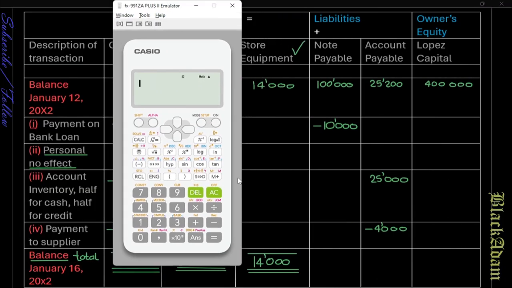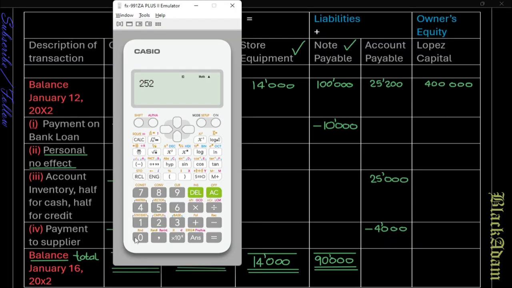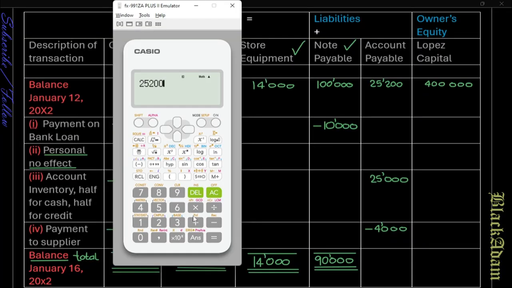And then let's go to liabilities. So for liabilities, we have 100,000 minus 10,000. That gives us 90,000. So that is 90,000 for notes payable. You can pause and go through the problem and then continue. So that's the amount that it owes the bank, 90,000. And let's come to what it owes to creditors. Creditors is 25,000 plus 25,000.